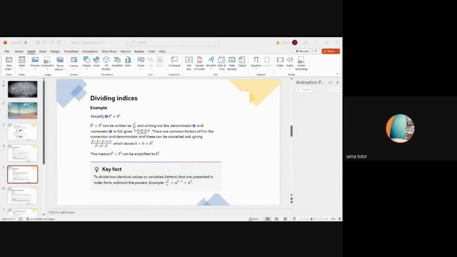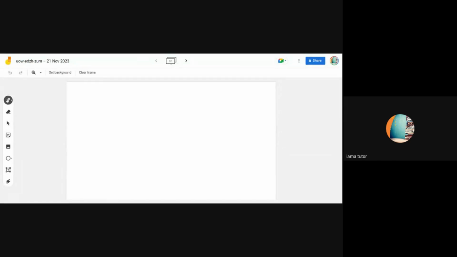Now we will see some questions. I'm going to share the whiteboard where we will see some questions. Let's suppose you got a power 6 times b power 6, a power 7 times a power 1, and c power 5 times c power 2. This is multiplication of indices.